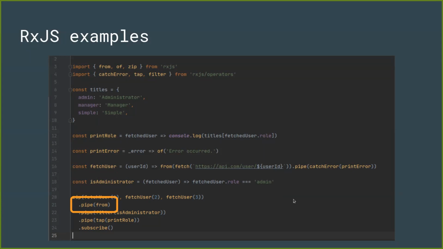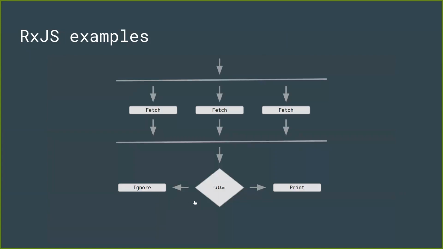Right. I might have missed here a merge map operator, but I think it also should work. And the rest of the code remains untouched. And those 2 little changes did this to our graphical representation of the flow. You see, now the user fetching is made in parallel.